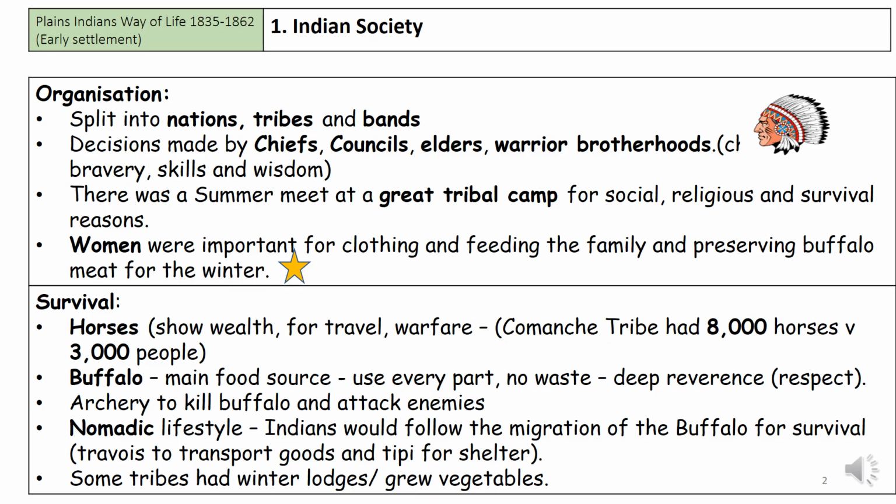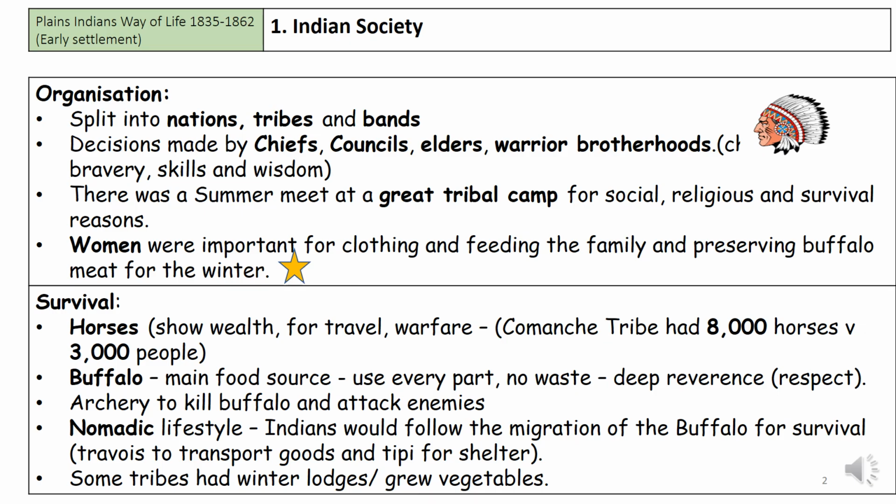They are also for travel, as we know that Indians are nomadic. They do not stay in one place. They move place to place. They use the horses to help them do this. And also for warfare. They decorate their horses, they decorate themselves, and they charge into other camps. So horses are really important for those things.